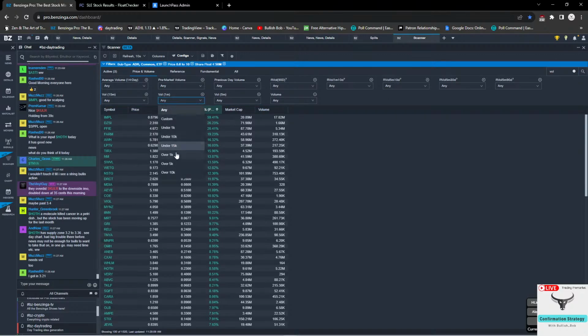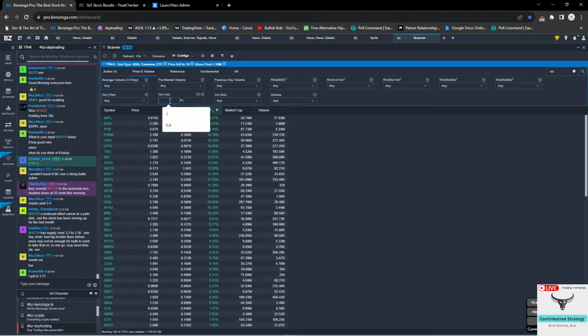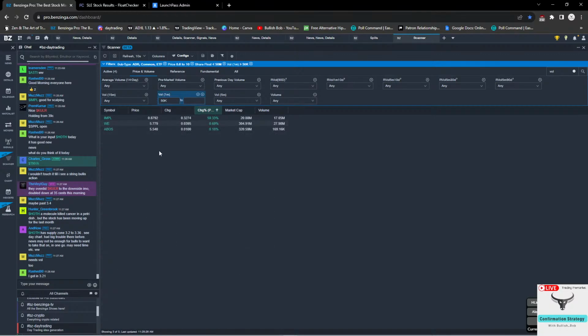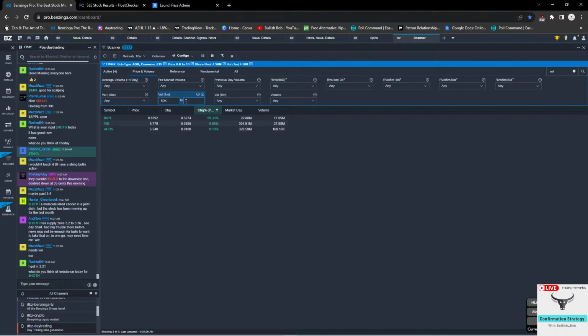So we want to see that it's, let's say, custom has to have at least 50K, at least 50,000 shares traded, right? And look at it, it eliminates all those results. It's that simple to create a scan that's going to work for you. This is just looking for raw volume, right?